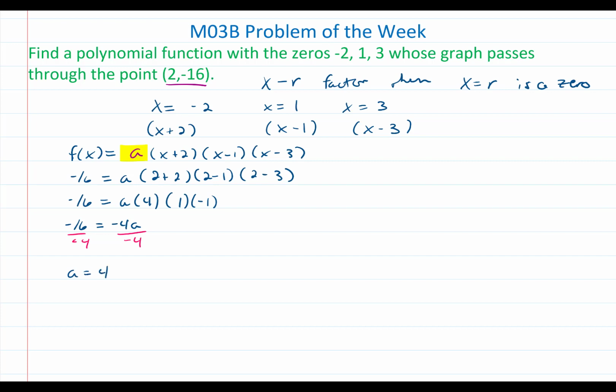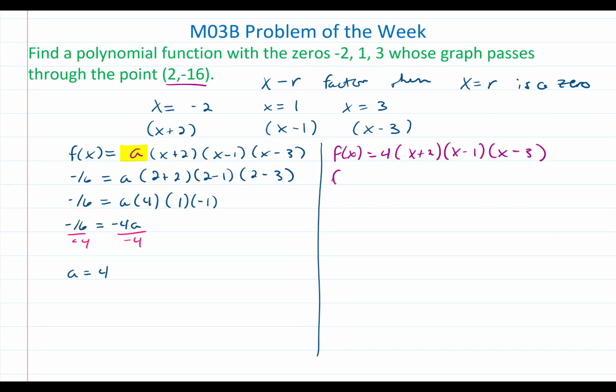So again, wouldn't it be nice if we were completely done with this process, but we're not. So let's go off to the right side here, and let's now finish the problem. We know now that f of x is equal to +4 times (x plus 2) times (x minus 1) times (x minus 3). What we need to do is simplify that function.